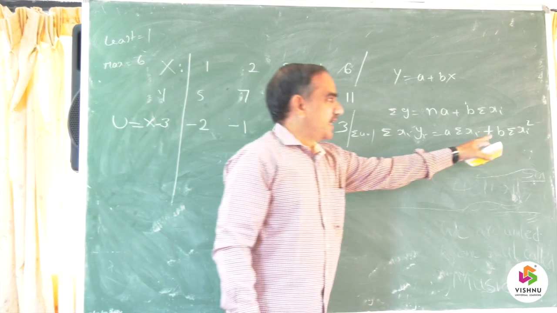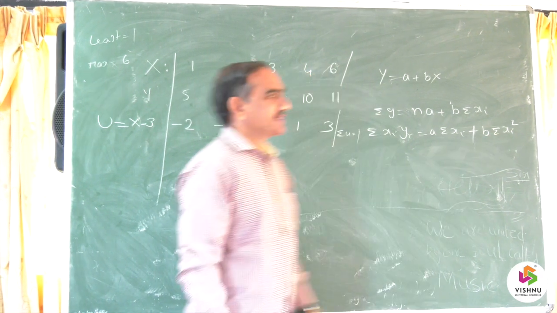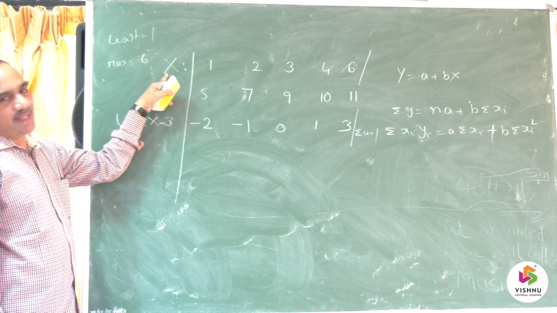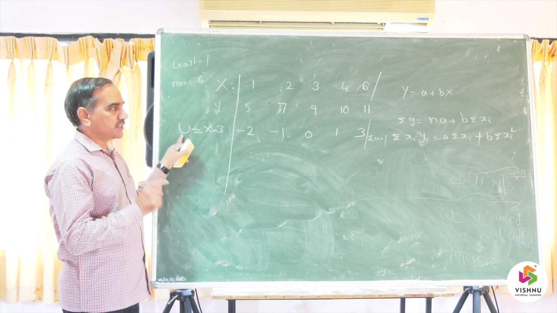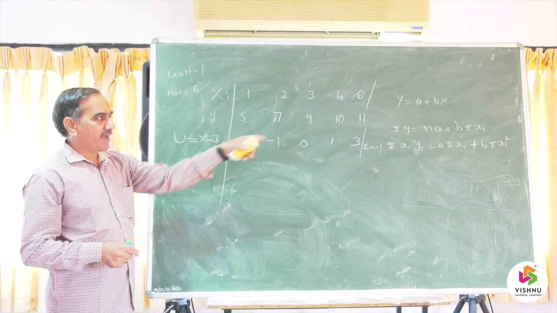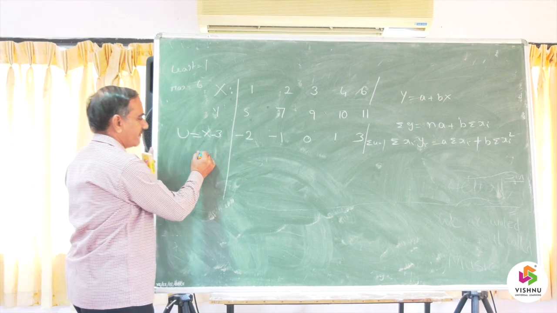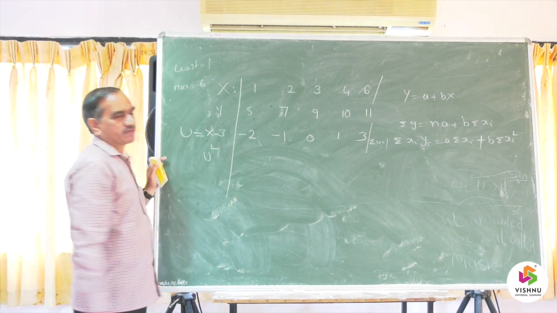Now, refer to the second equation. We need sigma x square. We have no value of x; in that place we have u. So we have to square the u value. Sigma x square means sigma u square. Now, convert into u square values.